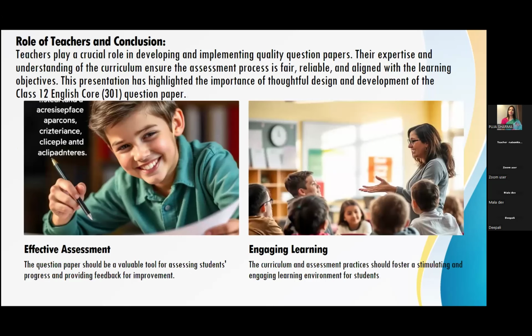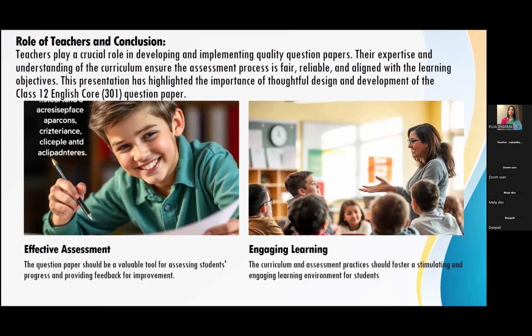So, okay, I'm about to end with this slide. The role of teacher, which is very, very important. So we play a very, very crucial role in developing and implementing quality question papers. So it's become a very, very complex task. A lot of thought goes into it, a lot of effort goes into it, and we should not shirk from that.